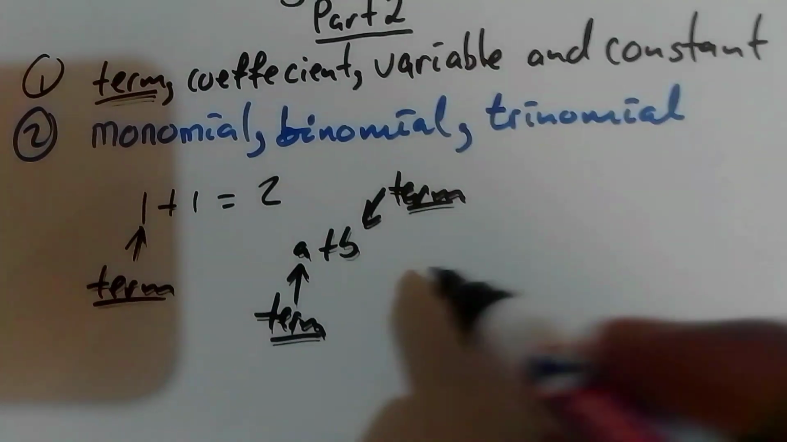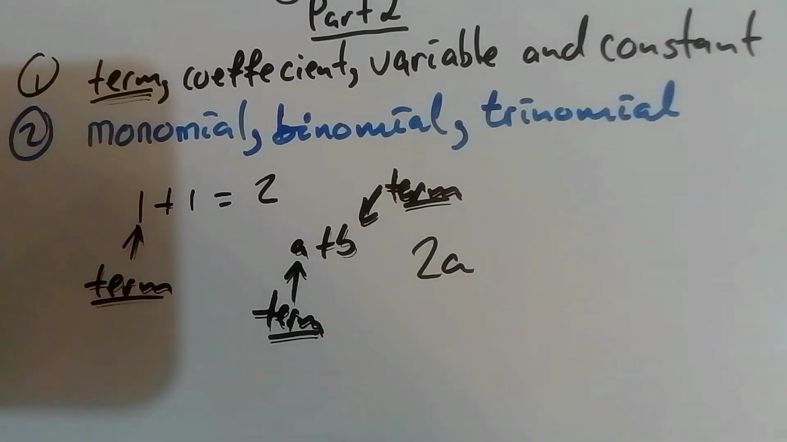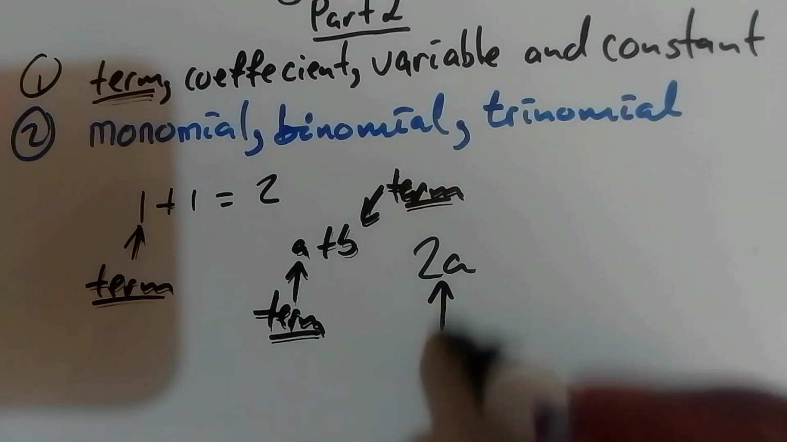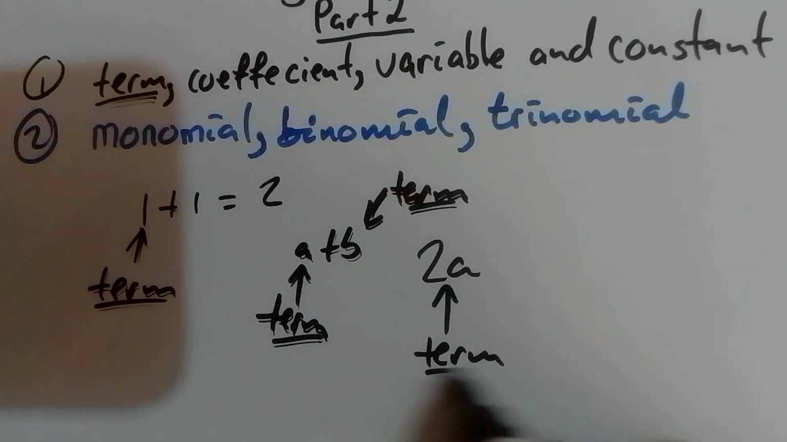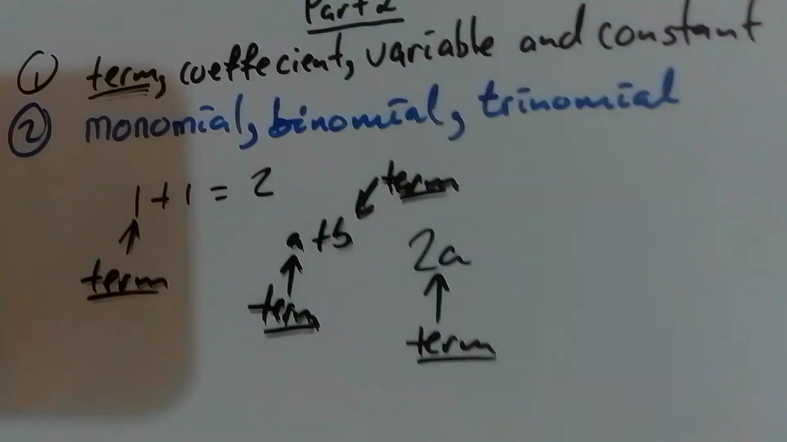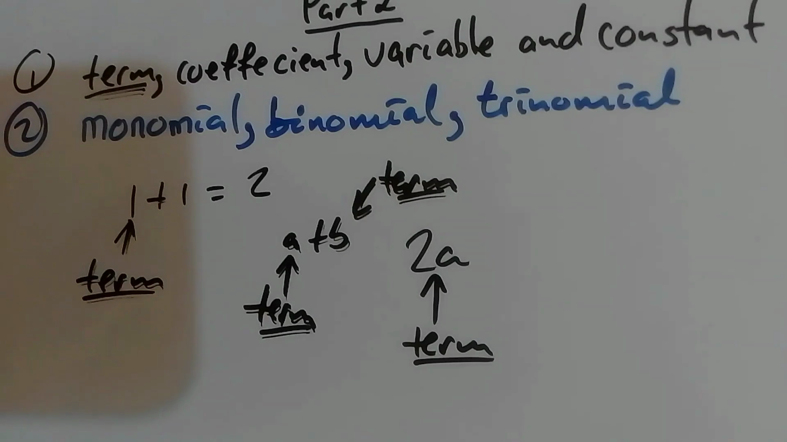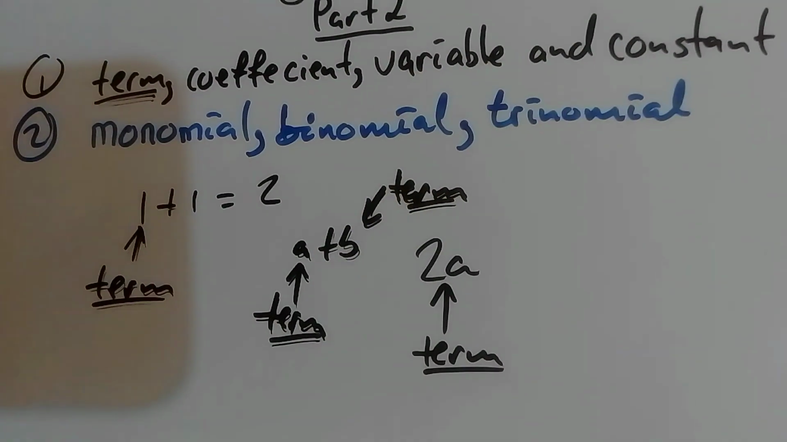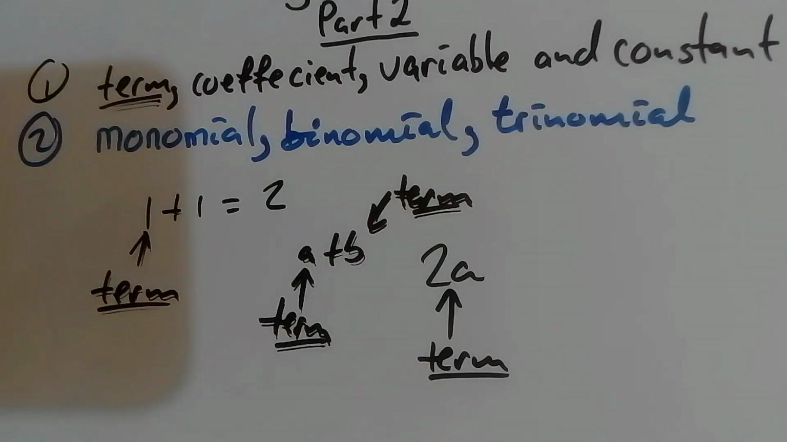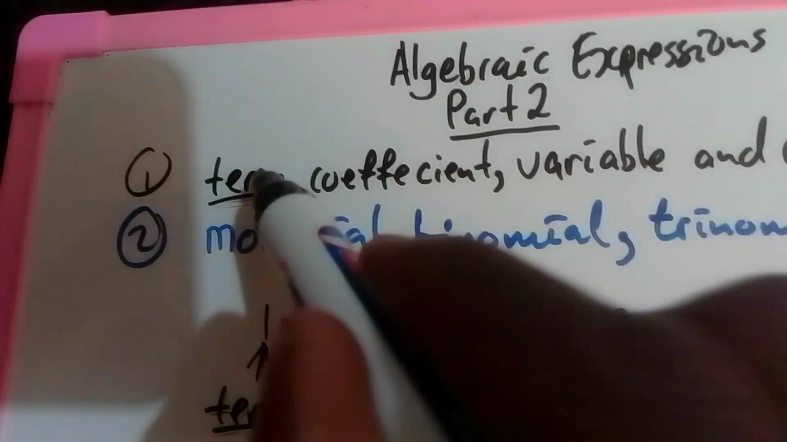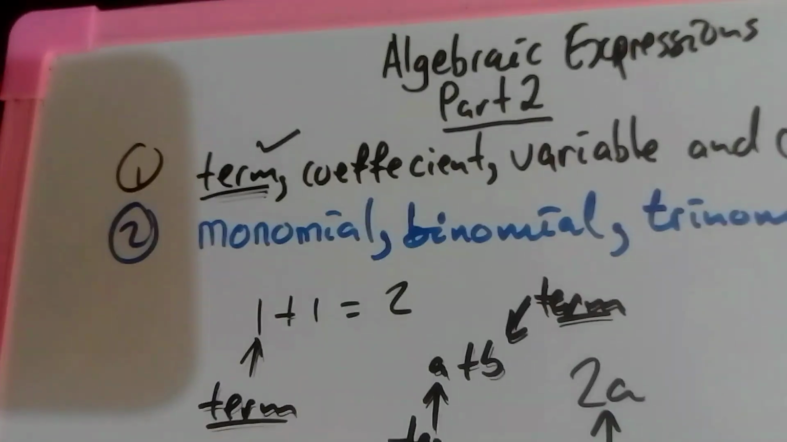Or had I written 2a like this, this is a term. So when we talk about a term, we're talking about a number that you write either in an expression or in any equation, or whether it's a fraction, doesn't matter. The moment you write a number, then you've got a term. So now we know what is a term. We can tick and say we are done with that.